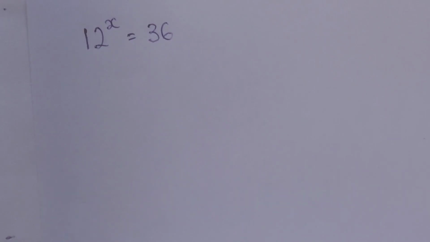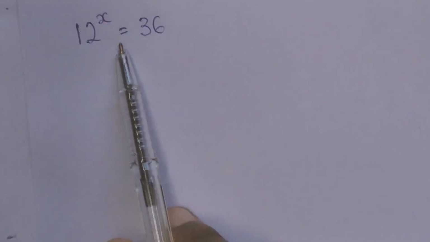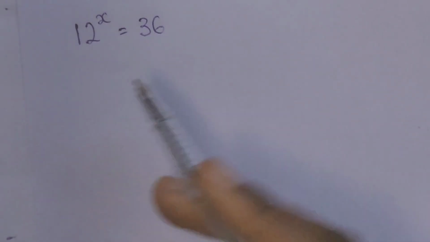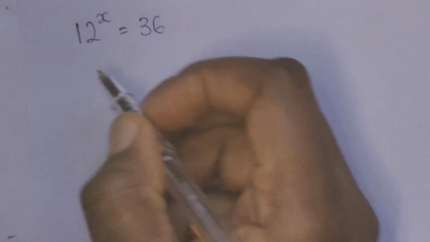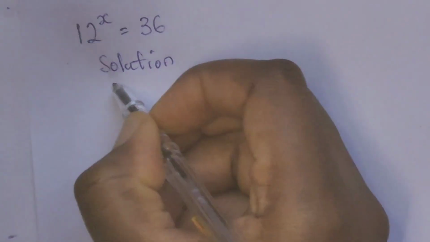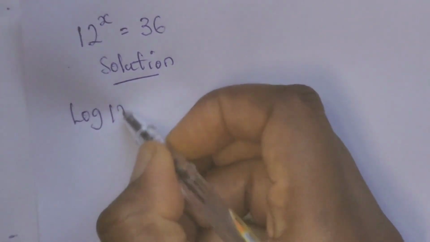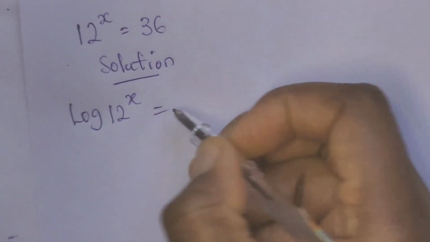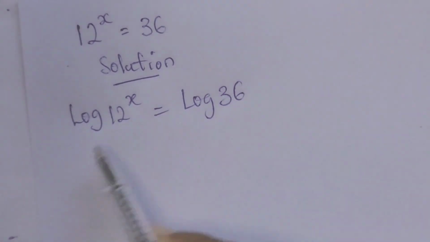So today we want to resolve this problem. We have 12 to the power of x all equal to 36. So for us to start, let's take the log of both sides. We have log of 12 to the power of x all equal to log of 36.